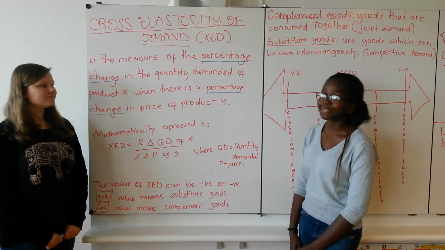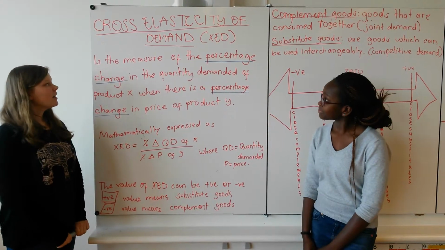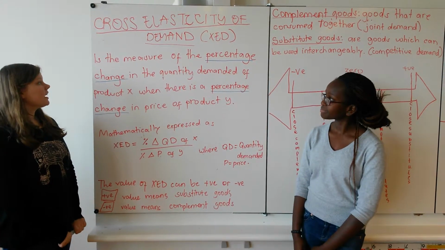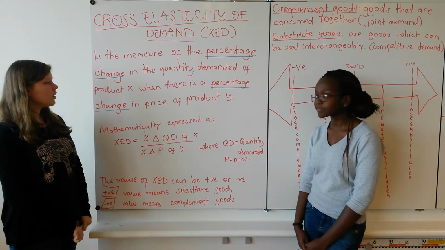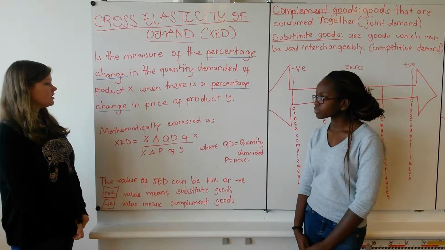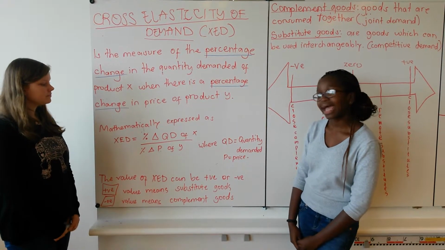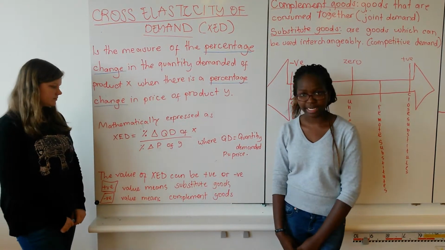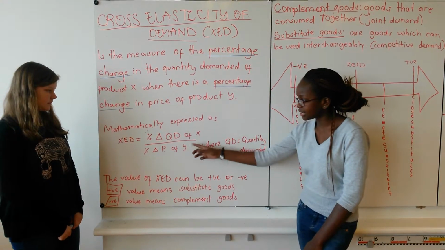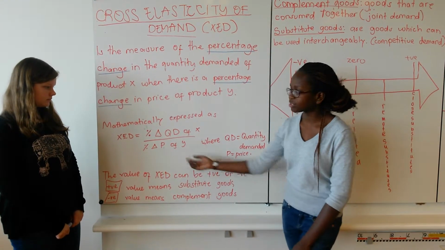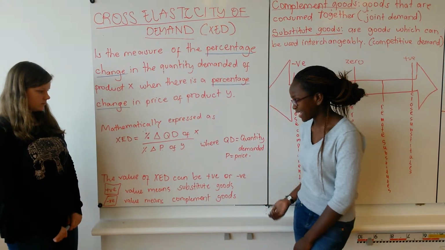Guys, we're going to talk about cross-elasticity of demand, which is sometimes called XED. This is defined by saying that XED is the measure of the percentage change in quantity demanded of product X when there is a percentage change in the price of product Y. In this definition, the words percentage change are very important. And mathematically, it can be expressed as XED equals percentage change in QD, where QD is quantity demanded, over percentage change in price, where P is the price of product Y.